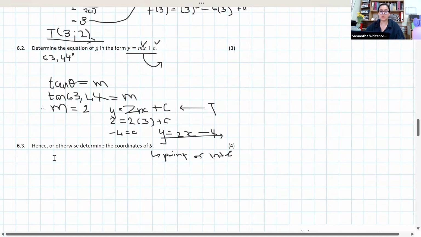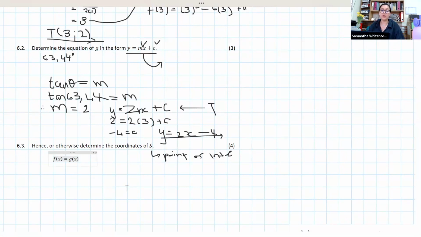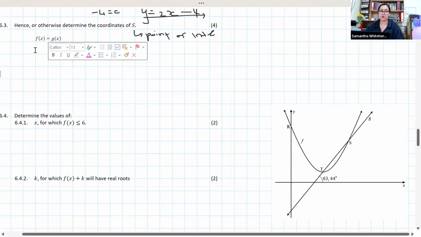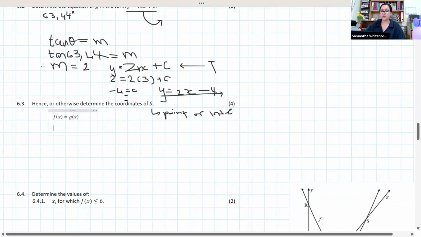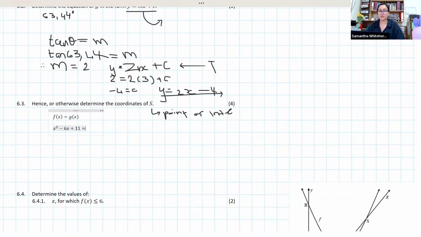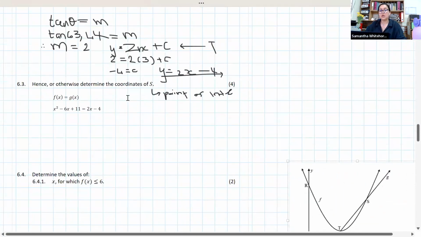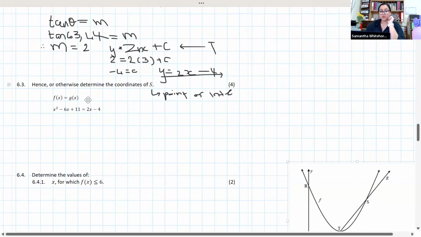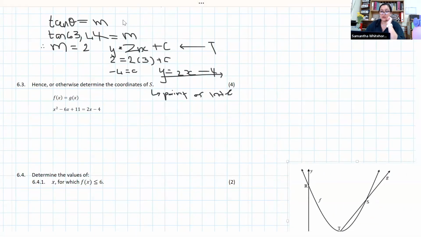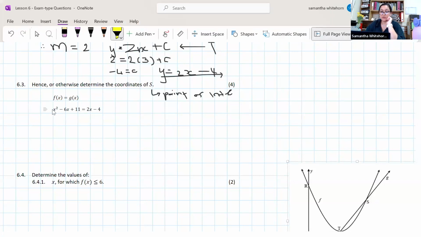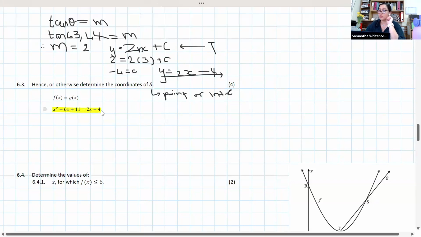Right, it's a point of intersection. Exactly. So what that means we have to now do is we now need to take the graph of f of x and we need to equate it to the graph of g of x. Now you have got both of those equations, right? We know that f of x is equal to x squared minus 6x plus 11. And we've just worked out that g of x is 2x minus 4. So we can go and equate those two, and we can solve for x.